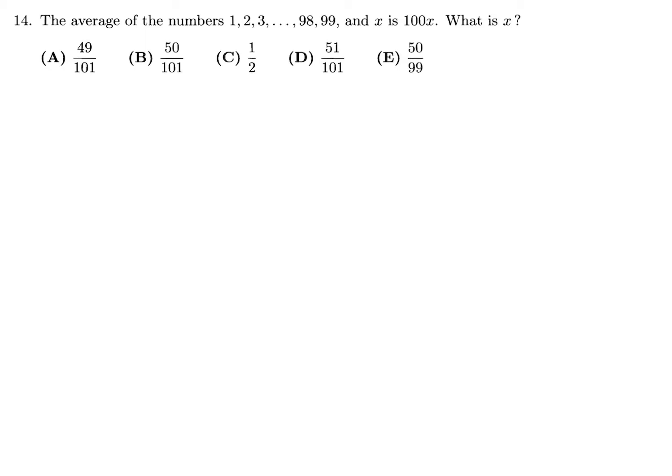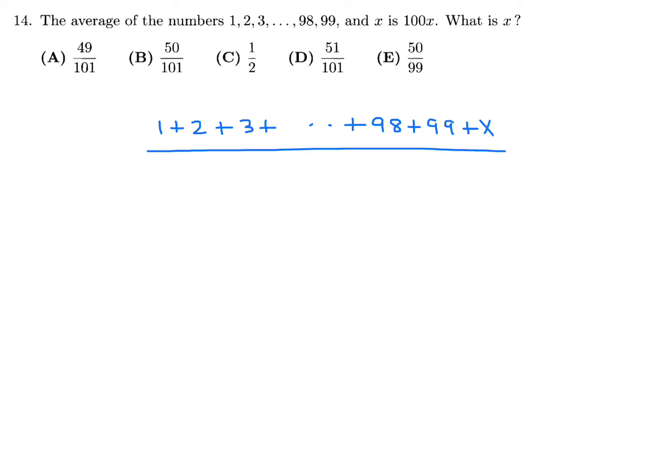The average of the numbers 1 to 99 and x is 100x. What is x? So 1 plus 2 plus 3, all the way up until 98 plus 99 plus x. This whole average is 100x. Now we have to divide by a number. We divide obviously by how many numbers there are, and there are 100, right? 99 numbers and then an extra x.